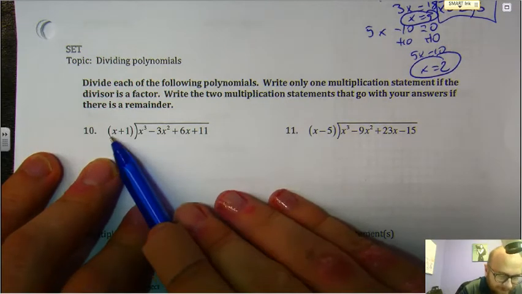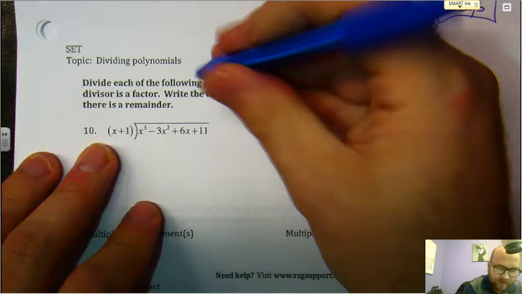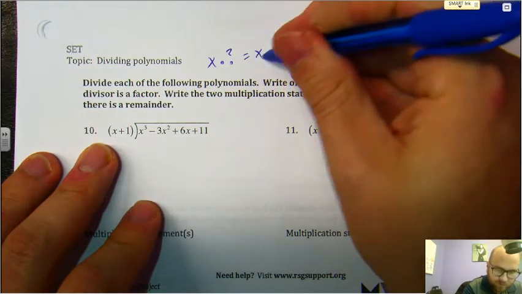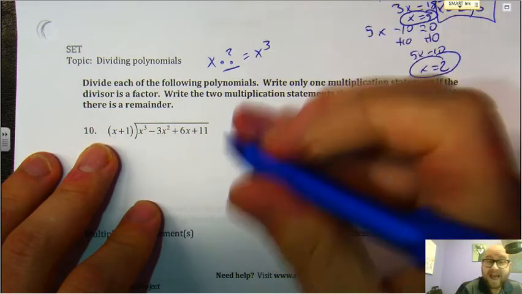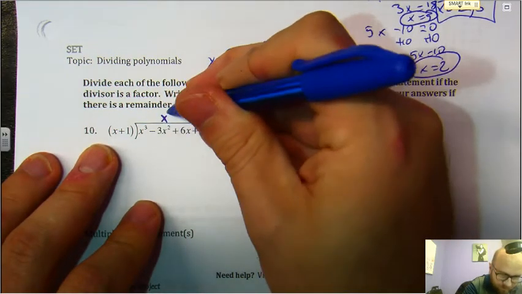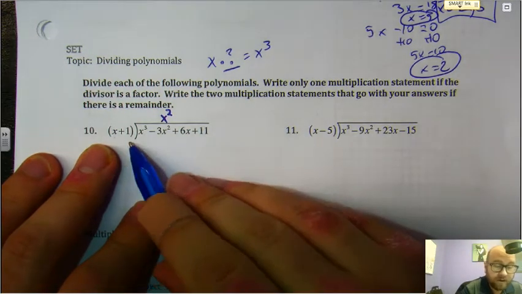What do I have to multiply x by so that it's x cubed? x times some number is going to be x cubed. Well, this would have to be x squared. So I'm going to write that right here. I have to multiply it by x squared. So what happens when I multiply x plus 1 by x squared?